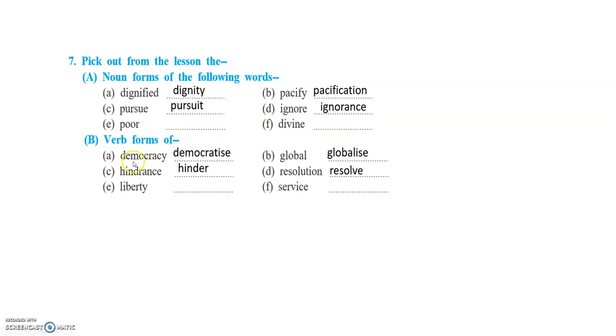Then verb form. What is the clue now for the verb form? We've done that earlier. You keep in your mind what? To, T-O, to, okay? To democratize. What is this word here? Democracy, okay? So democracy, to democratize, okay? Then global, to globalize. Hindrance, to hinder. Resolution, to resolve. And the other 2, liberty and service, you will do on your own.